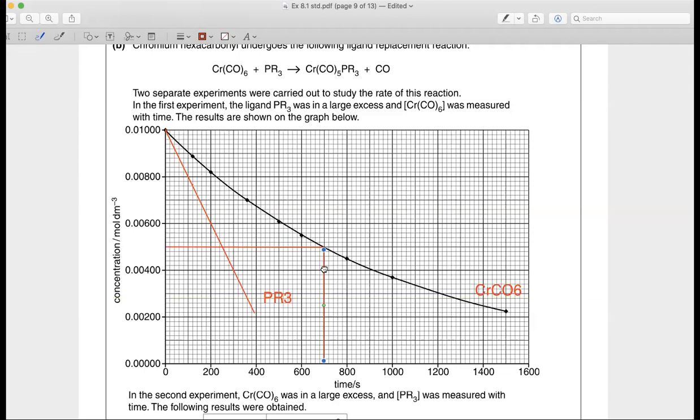Now why am I drawing it on chromium? Because I only want to know the order of chromium. In your previous exercise, you have two graphs and you got confused as to which graph to use. You just have to choose one of the graphs. You don't have to draw the graphs for both, and you don't have to find the half-life for both. The half-life will be different but constant for a different graph. In this case, we want to find the order of chromium, so we draw the line for a half-life for your chromium.